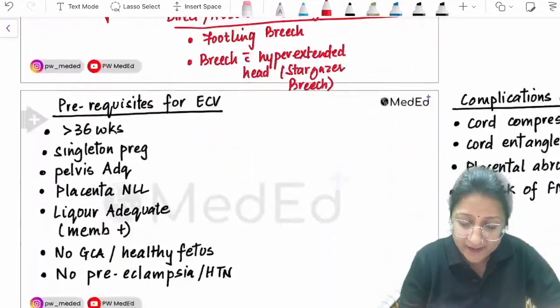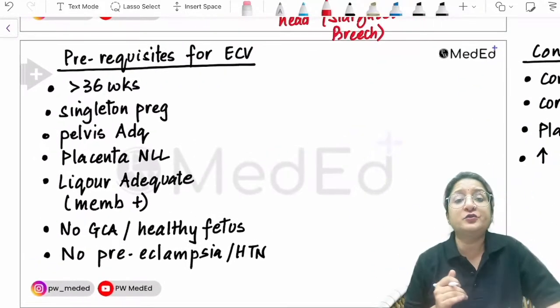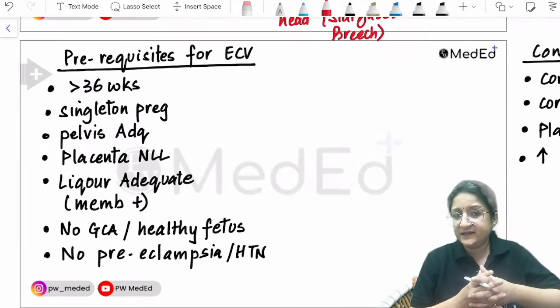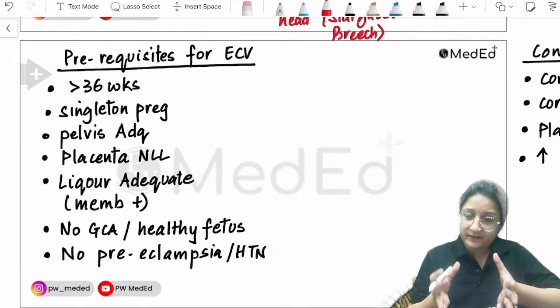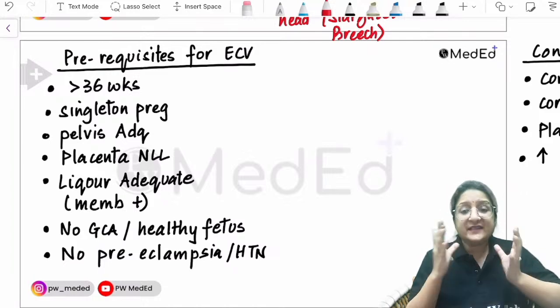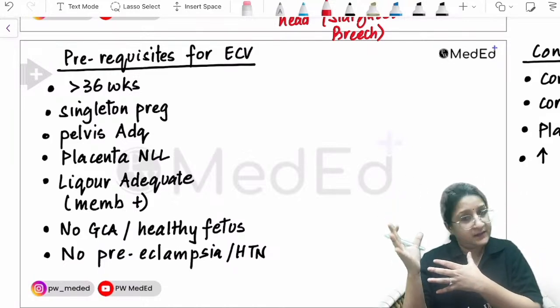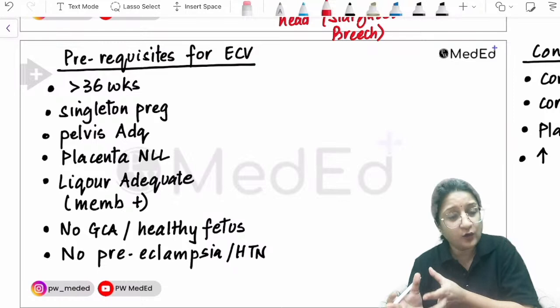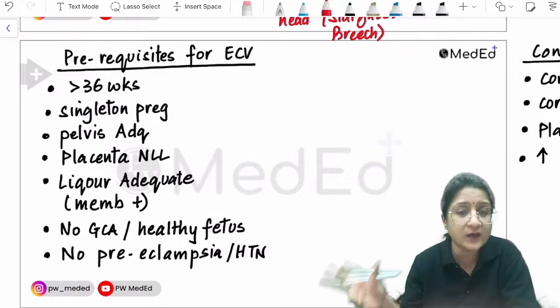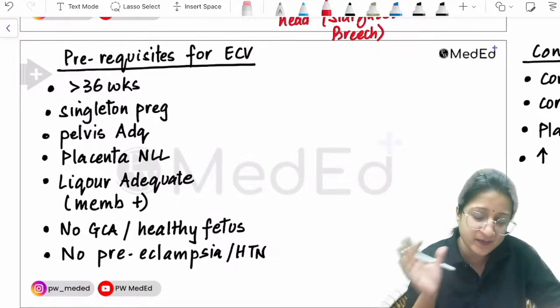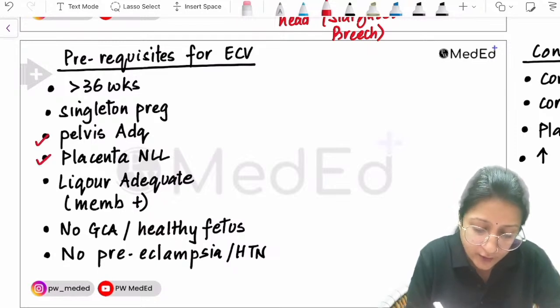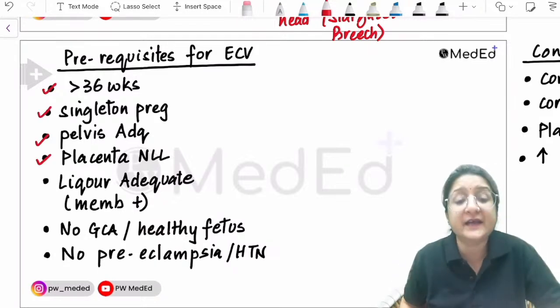So what are the prerequisites? She should be at least more than 36 weeks, singleton pregnancy. Pelvis should be adequate. Placenta should not be in the lower segment. It should not be a placenta previa. Placenta should not be low-lying. Placenta should be in the upper segment.